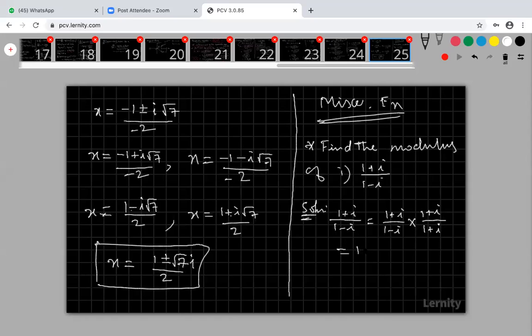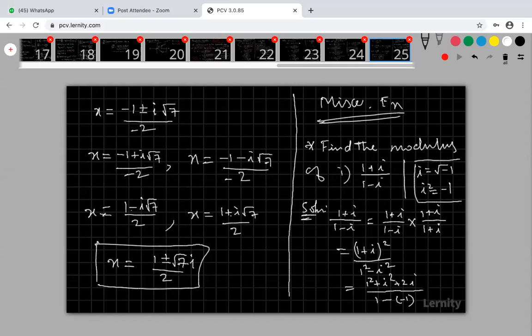So then what is the answer? This is 1 plus i the whole square, 1 plus i into 1 plus i, divided by a minus b, a plus b, which means a square minus b square. Apply a plus b the whole square: a square plus b square plus 2ab, divided by 1 minus i square. What is my i square value? My i is root of minus 1, my i square is minus 1. Please note this.